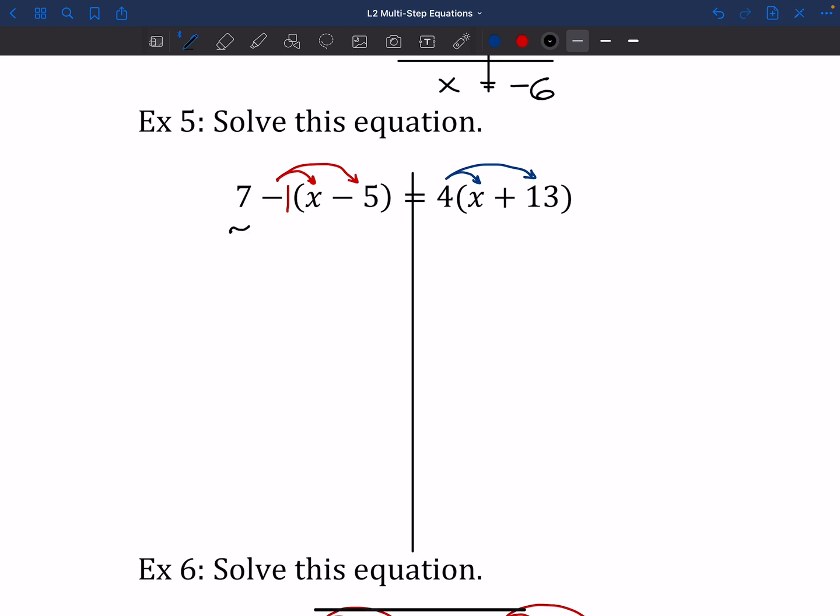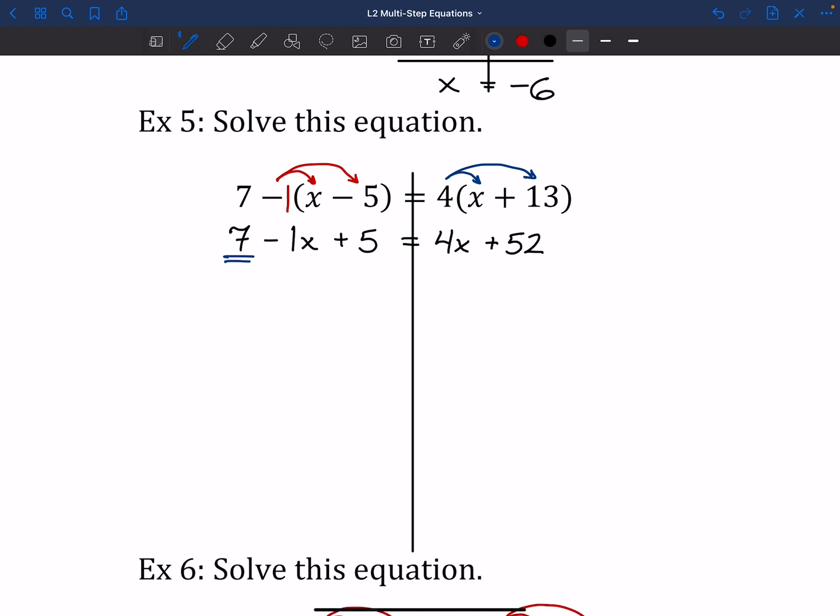So going ahead and doing that distribution, negative 1 times x is negative 1x. The 1 is optional if you don't want to write it down. Negative 1 times negative 5 is positive 5. Right. Over on the right-hand side, 4 times x is 4x, and 4 times 13 is 52. Right. So then moving right along, we've done our distribution.